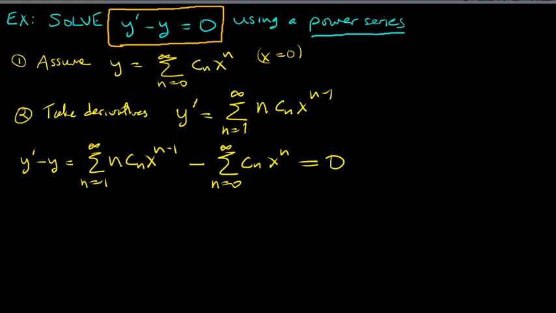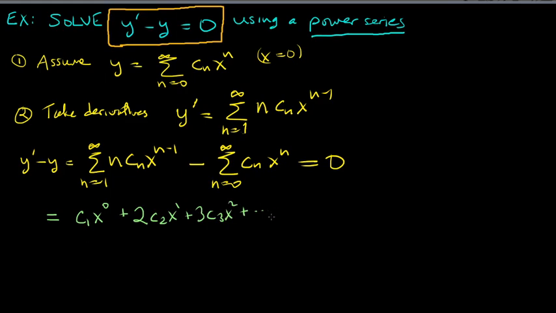We have to reindex these so that we get a common power of x, say x to the n. So what that means is when you write this out, and maybe we should write out one more time, we'll write it out term by term. When n is 1, we're going to get 1 times C1 times x to the 0, plus, and then n is 2, so 2c2 x to the 1 plus 3c3 x to the 2. And I think you get the idea.